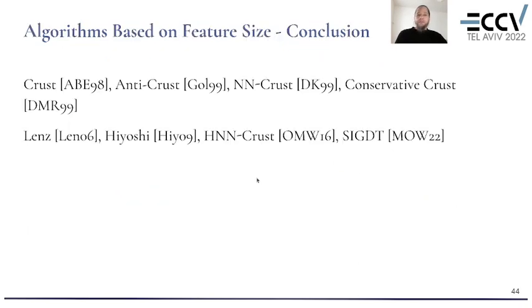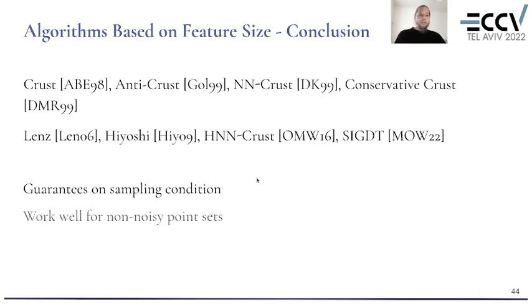So for algorithms based on feature size, this was the list of algorithms we talked about, and to conclude, they give guarantees on sampling condition and they work well for non-noisy point sets. So this concludes part 2.